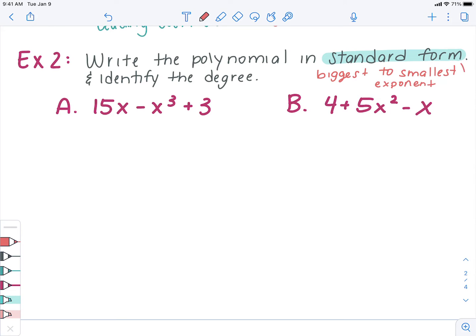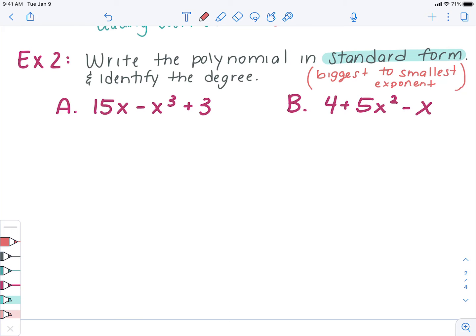exponent, and this just helps us organize our work so it's easier for other people to read. It kind of gives us a standard of how we show our work so that we can compare it easily to other people when we're working. So all we want to do is go through and take each term and put the one with the biggest exponent first, the one with the smallest exponent last.